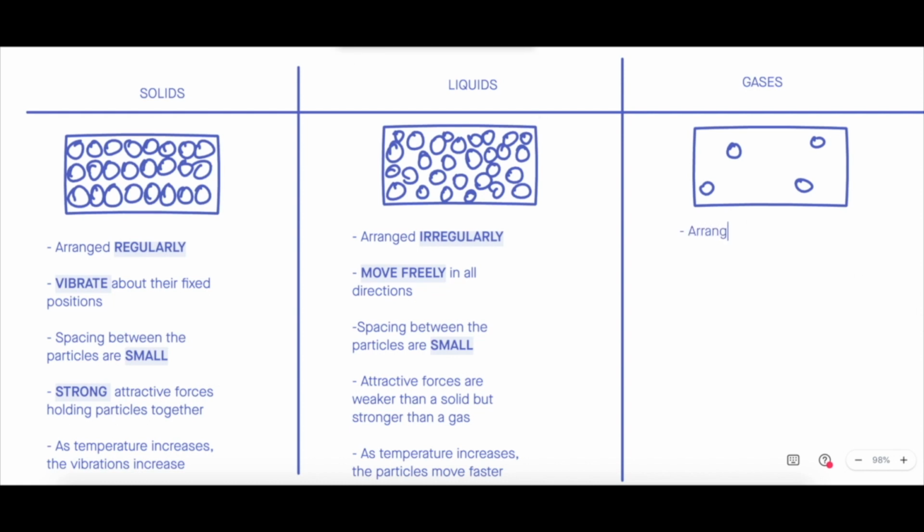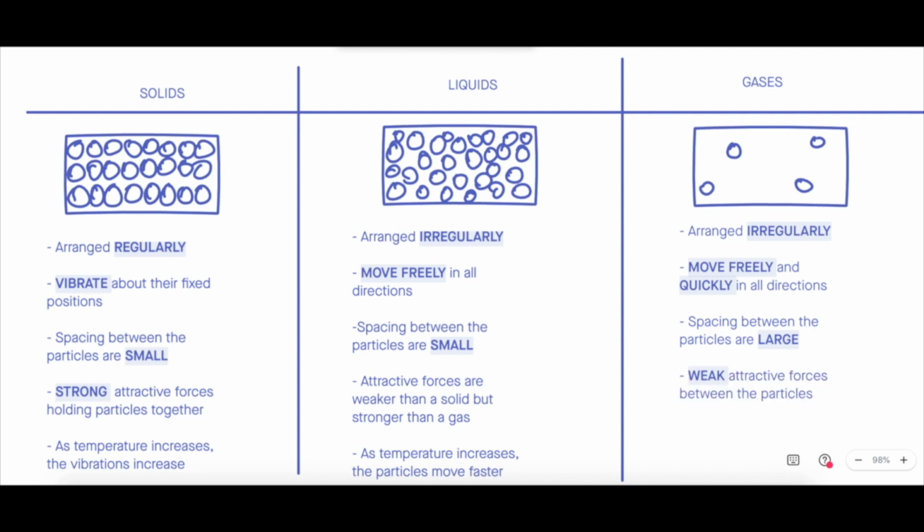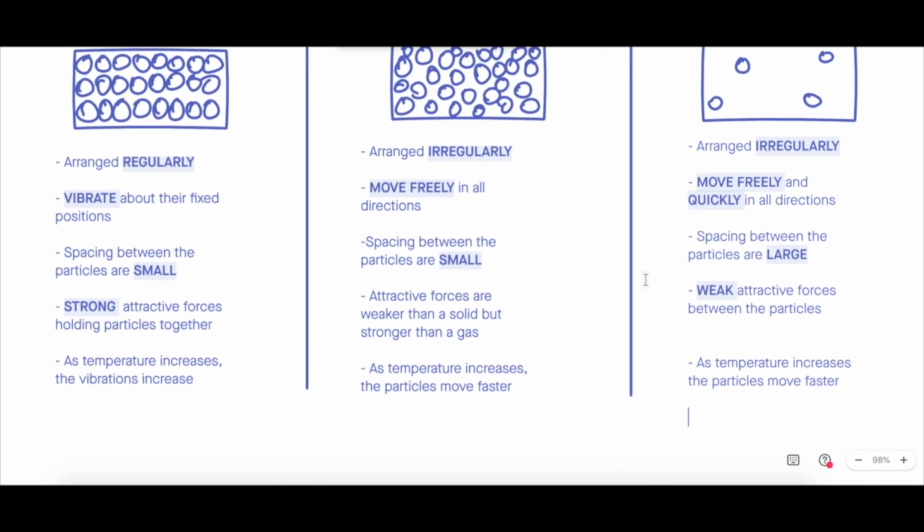Okay, gases. The particles in gases are arranged irregularly as well. The movement of particles is free as well. They move much quicker than liquid particles in all directions again. Spacing between the particles is much larger this time. So a lot of space, they're all spread out. And there are weak attractive forces between the particles. And just like before for liquids, as the temperature increases, the particles move faster.